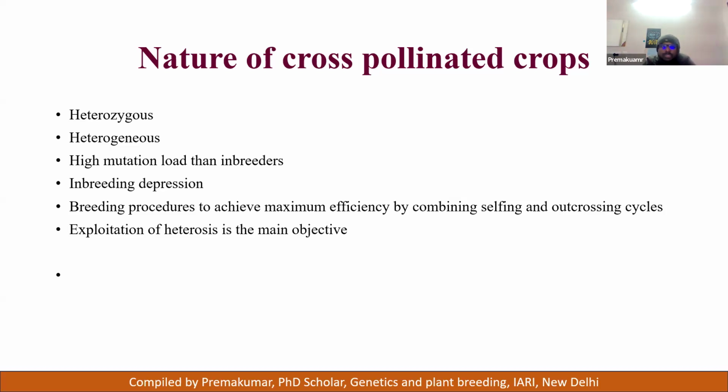The nature of cross-pollinated crops: we know that they are heterozygous, heterogeneous, and they contain high mutation load compared to inbreeders. Why is it so? Why do they contain high mutation load compared to the inbreeders? What is the reason? Why do inbreeders have low mutation load?